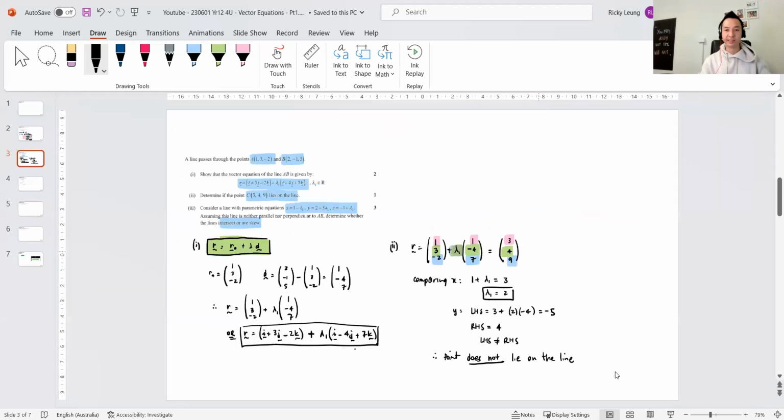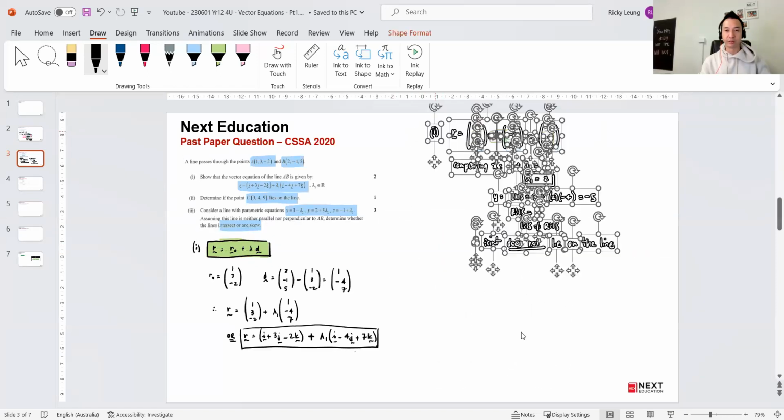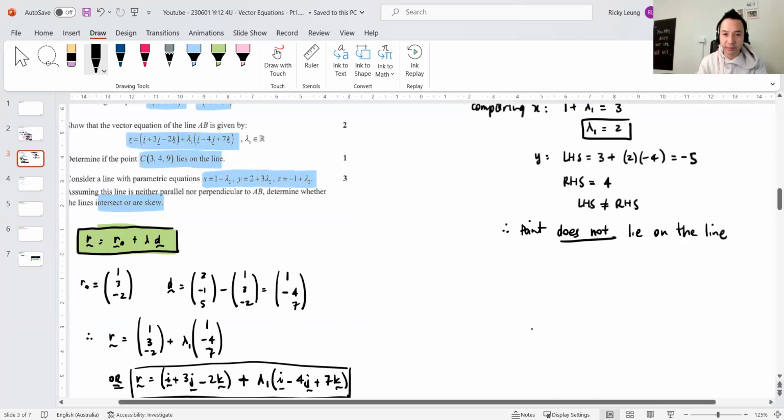And last but not least, same question as before. So I'm just going to move this guy up here, right? And in part 3. So the only difference is that R1, right? The first one is given to, I'll let that be R1, equals (1, 3, -2) plus lambda 1 (1, -4, 7). Right, and the second one, they sort of already gave it to you.